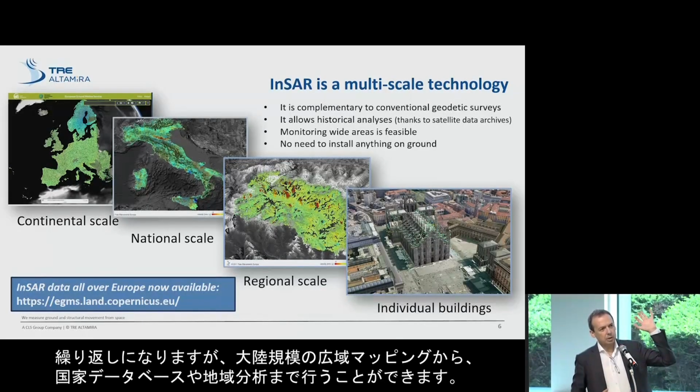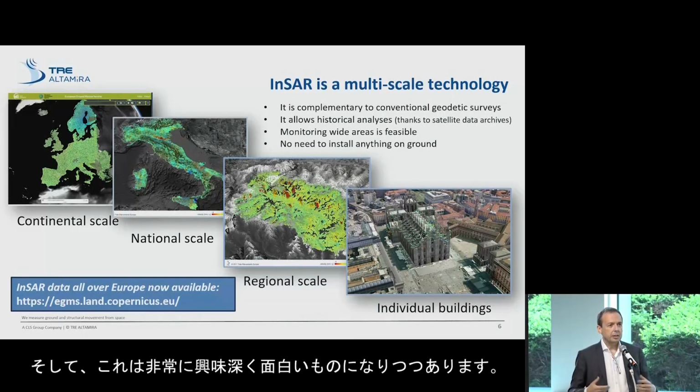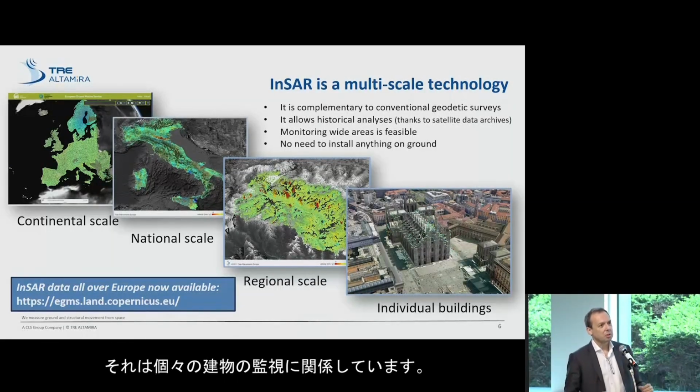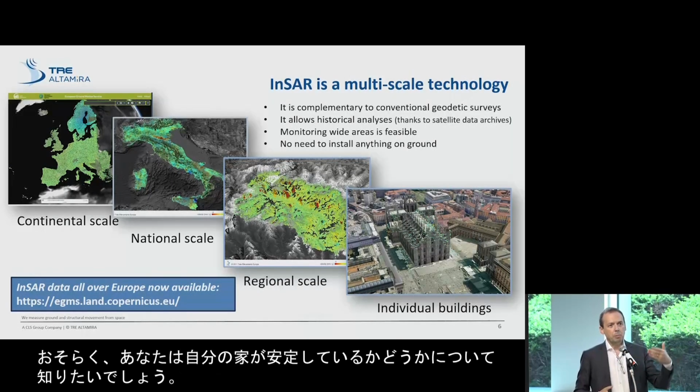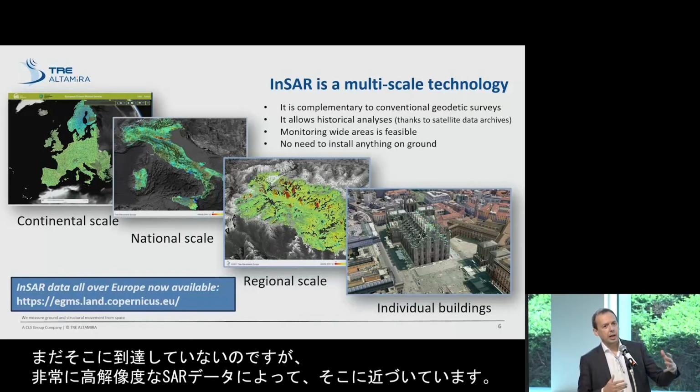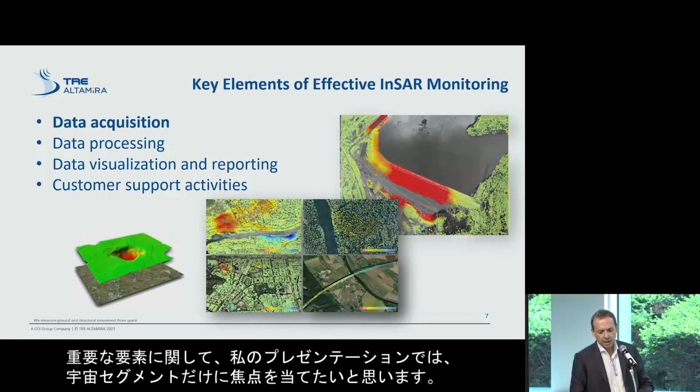Again, you can go from continental scale, wide area mapping, down to a national database or a regional analysis. And this is something really becoming very intriguing and interesting. It's related to the monitoring of individual buildings. Probably you want to know about your own house, whether the house is stable or not. I mean, we are not there yet, I would say, but we are getting close to it with very high resolution SAR data.